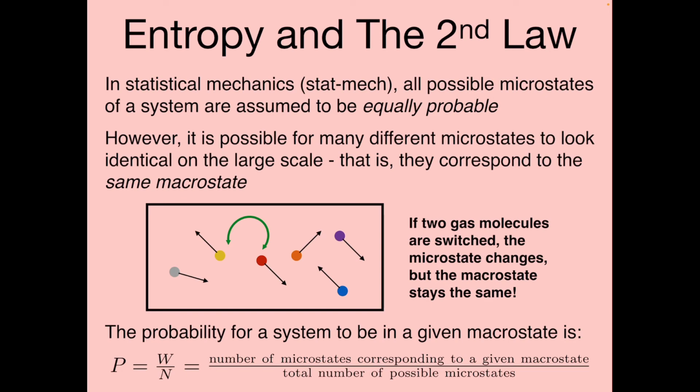The probability to find a system in a given macrostate is this. We simply take the number of microstates that correspond to that macrostate, and then we divide that by the total number of possible microstates. That's exactly what we did with the coin flips. So in shorthand, we'll say this is equal to W. W is the number of microstates that correspond to our macrostate, and N is just the total number of possible microstates, period. So the probability is just W over N.